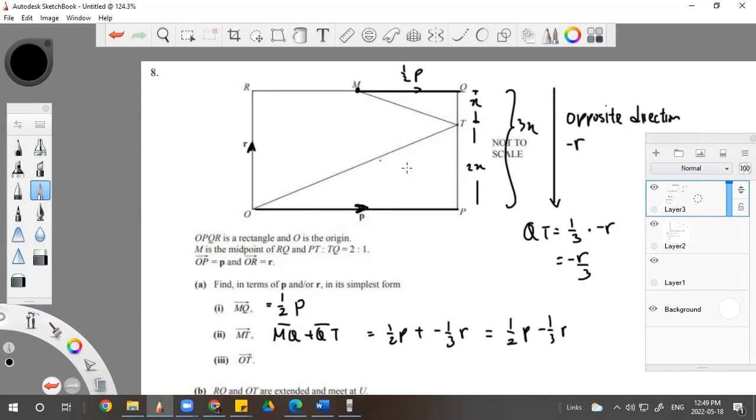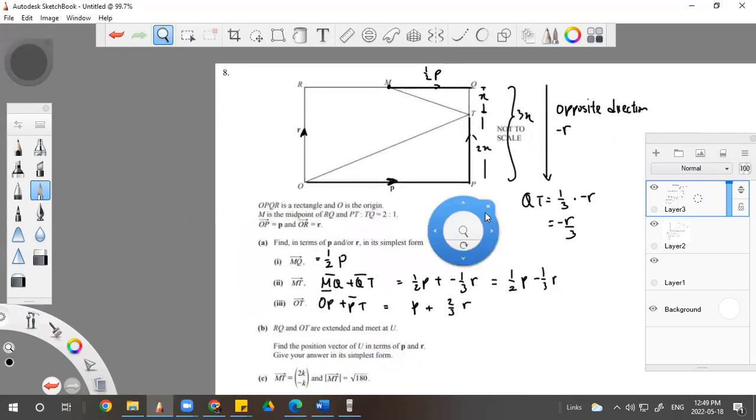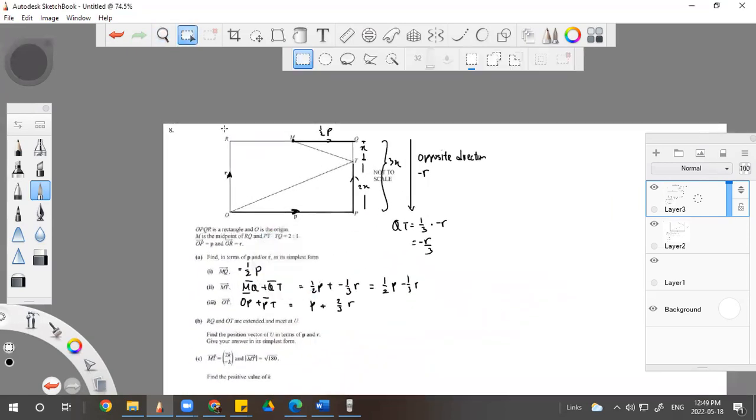OT is OP plus PT. OP is P, straight away. PT is 2 out of 3 of R. Why isn't it negative? Because it goes upward, PT goes up. Okay, now next: RQ and OT extended to meet at U. I'll redraw the working, I'll draw one more time so you can see this easily and it doesn't overlap.